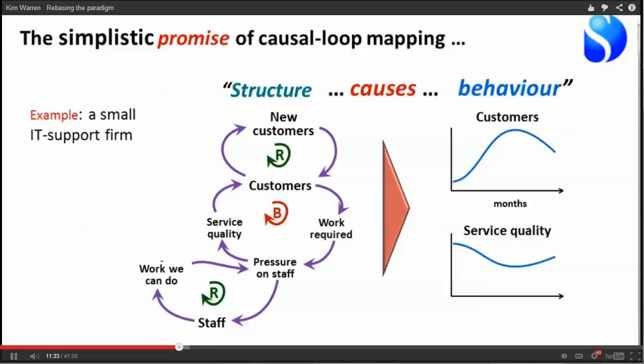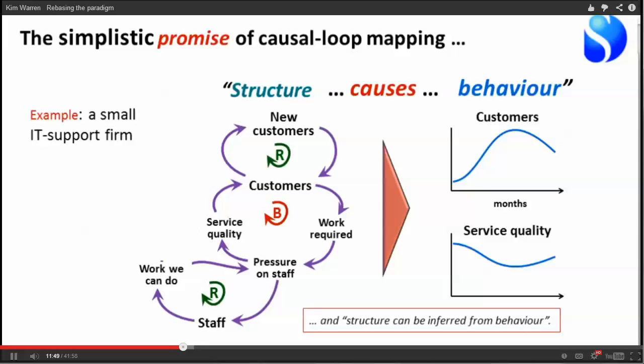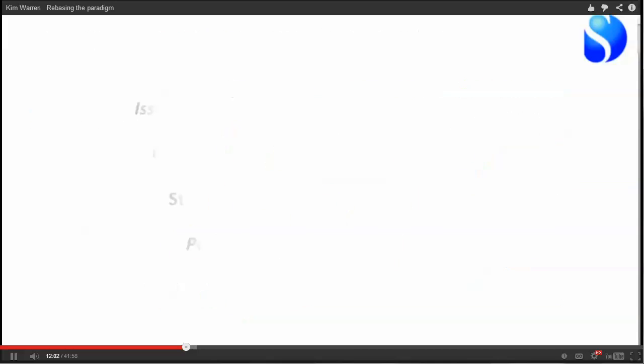That structure causes that behavior. But the premise is that simply by looking at that diagram on the left, you can expect to figure out what the behavior is on the right. That's what's being implicitly promised here. And conversely, the opposite promise is that if you show me the picture on the right-hand side, I can figure out what the causal loop structure must be on the left, which I submit is implausible, right?